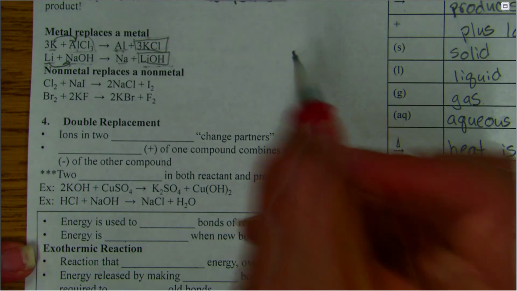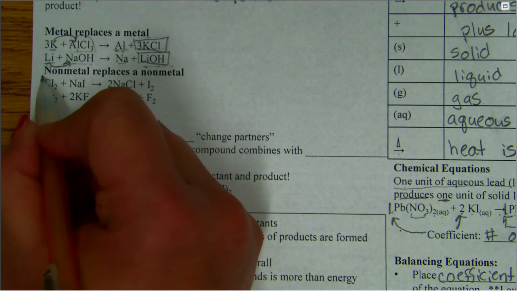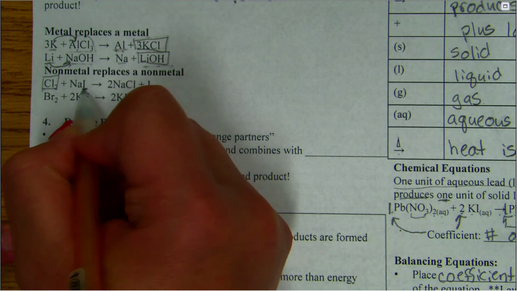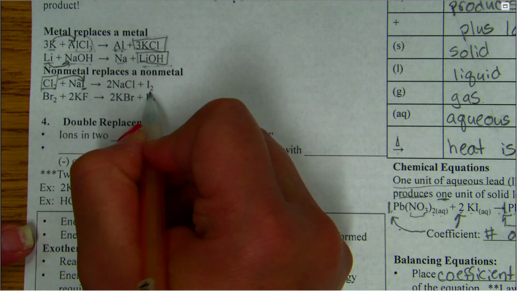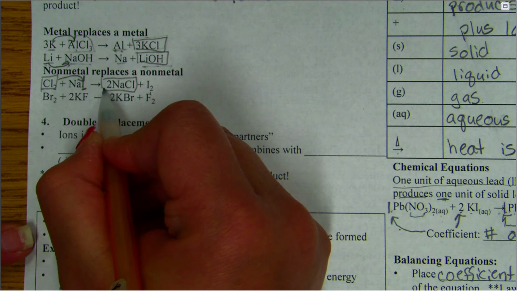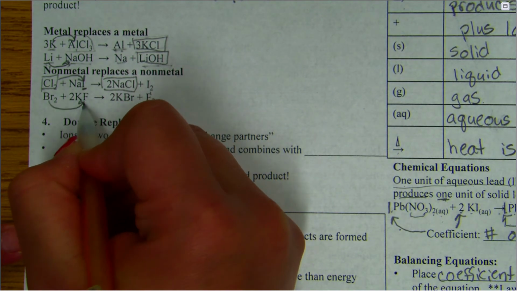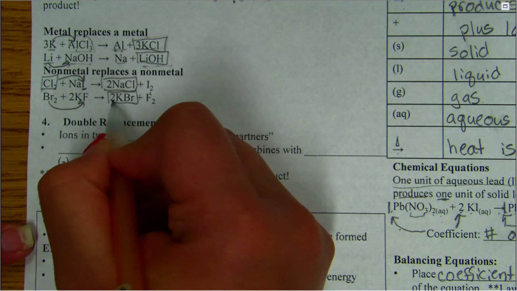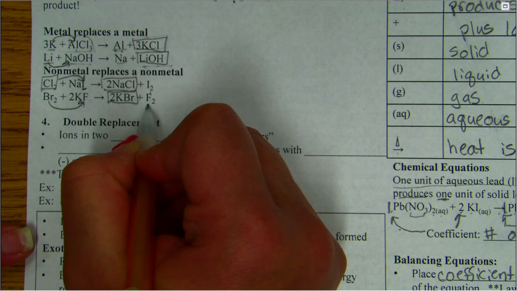Now, non-metal replaces a non-metal. Chlorine is a non-metal. Iodine is a non-metal. So chlorine can kick iodine out by itself, and chlorine becomes part of the compound. All right. Bromine can kick fluorine out, and bromine becomes part of the compound, and fluorine is by itself.